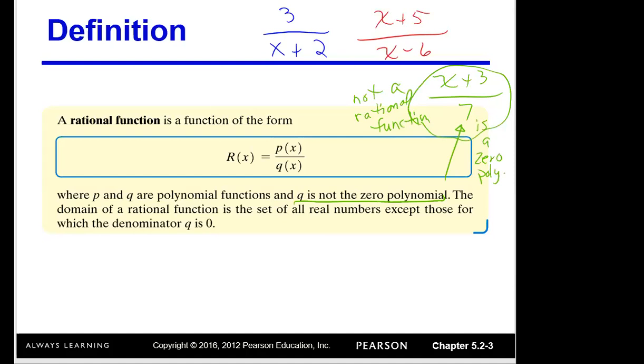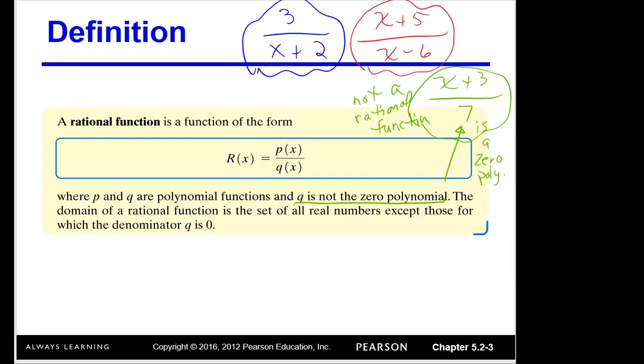So you're looking for expressions that look like this, or like that, or anything that's got x's definitely in the denominator. Okay? So it's going to be a fractional mess. Sometimes they're really nasty, and sometimes they're not so much.